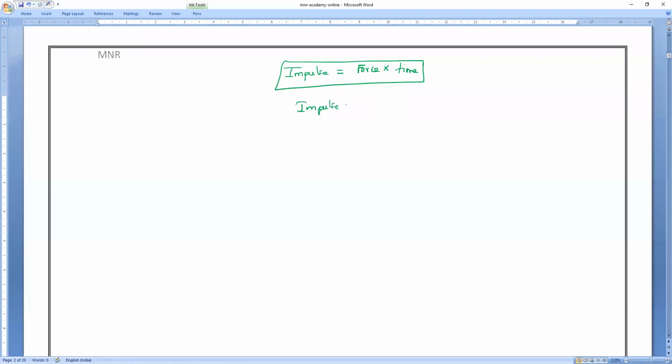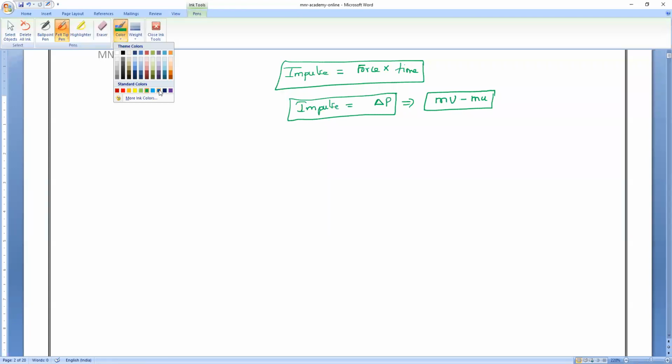Am I right, guys? Change in momentum is what we call impulse, which we studied in yesterday's class. Is it right or wrong? Change in momentum means final momentum minus initial momentum. That is how we got the formula for impulse. Those who were absent in yesterday's class, you have to go through that, watch everything and take the notes.